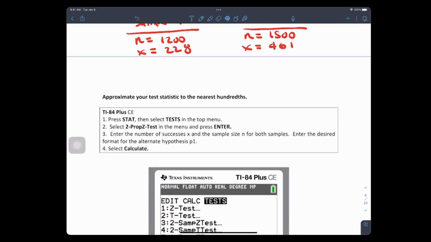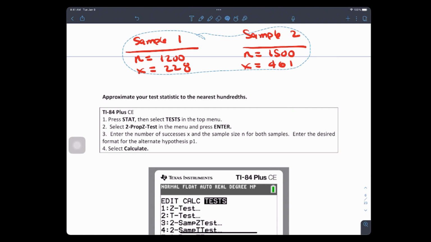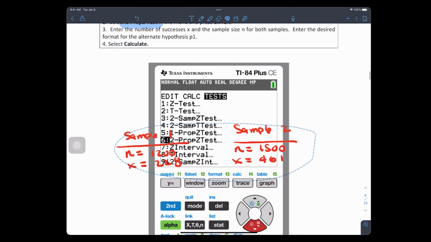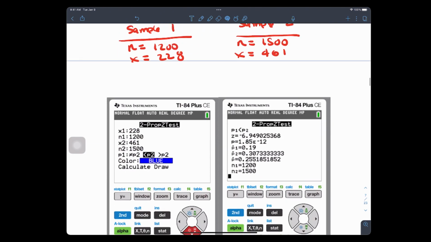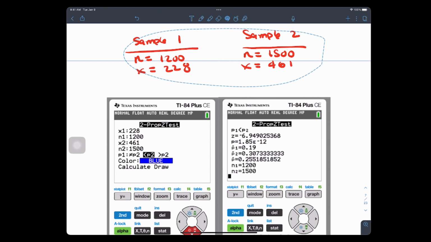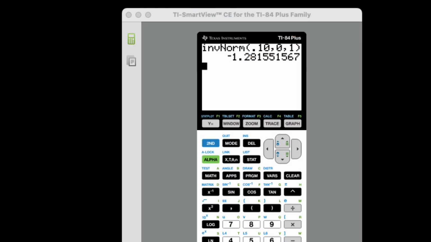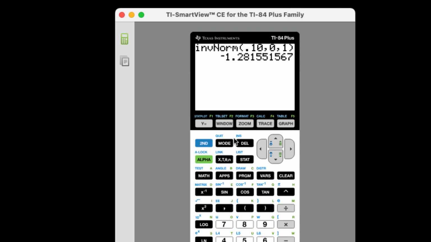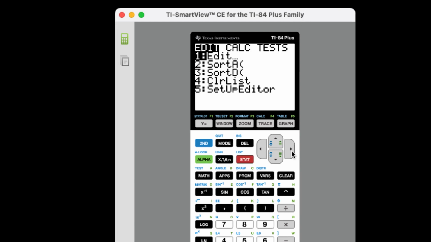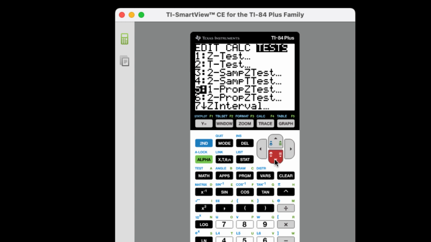Oh, and then guess what I did in the notes? 2 proportion Z-test. All right, so this is where we're at. It's even in the notes. We're going to have to enter this in the TI. Do you want to do the old TI still, or do you want a new TI? Old? Stat, test, 2 proportion number 6, Z-test.